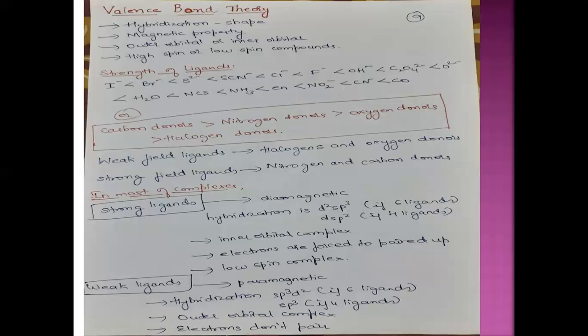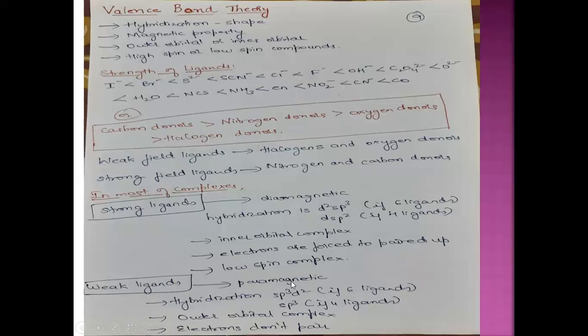Now coming to hybridization. If there are 6 ligands, then the hybridization is always sp3d2. And if there are 4 ligands, it is sp3. So in strong ligands, it is d2sp3 and dsp2, whereas in weak ligands, it is sp3d2 and sp3. You can see that in both of these, s orbitals are involved in hybridization. The s orbital is always an outer orbital. That's why it is said to be an outer orbital complex.